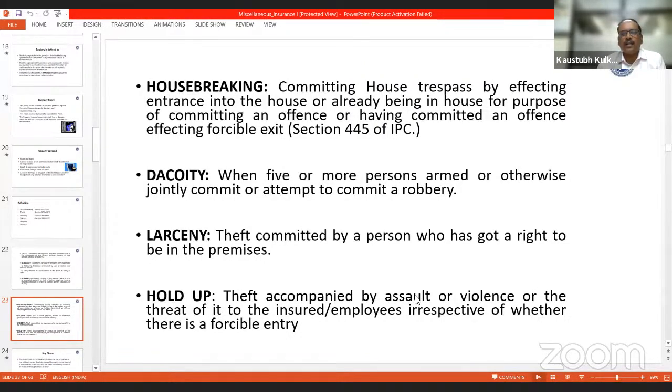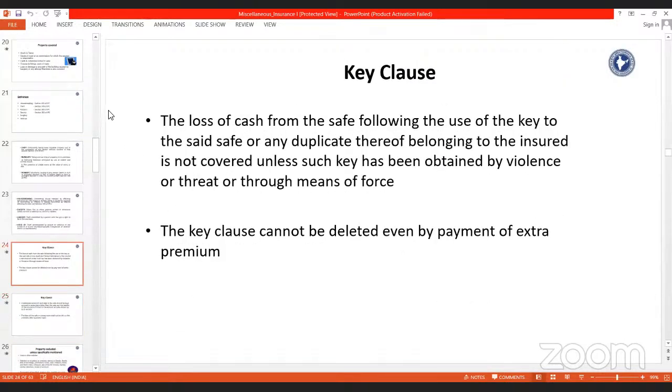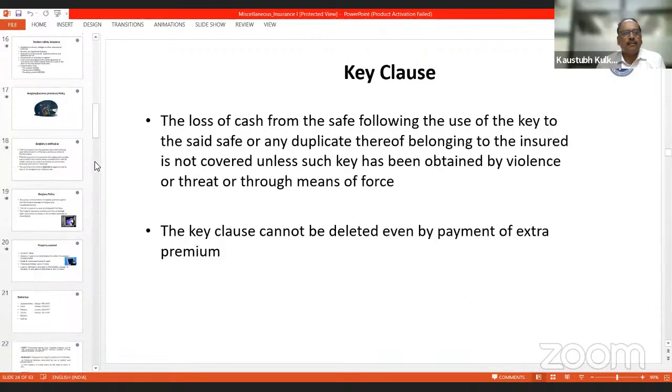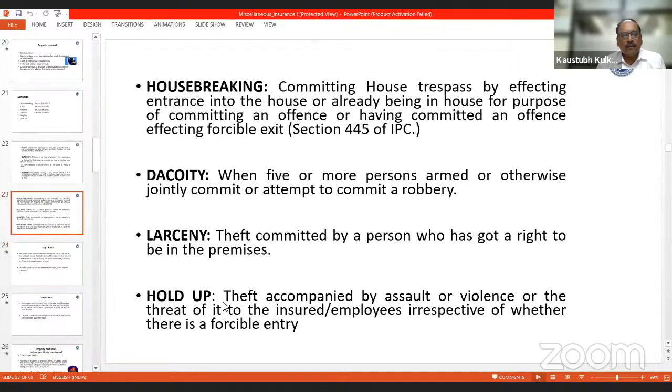Hold up is nothing but a burglary or theft, but it is accompanied by assault or violence. This violence or assault is by threat given to the insured, or it may be given to the employees of the insured, whether it is by forcible, visible means or not. So this is basically a forcible entry when the assault or violence is there. So threat is also termed as forcible entry or exit.